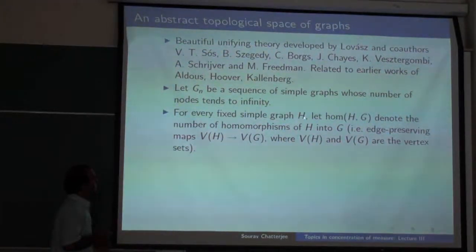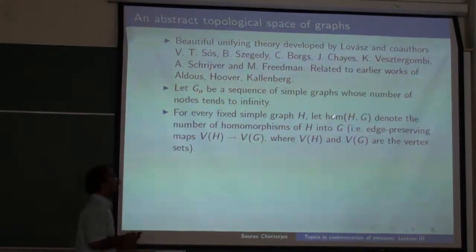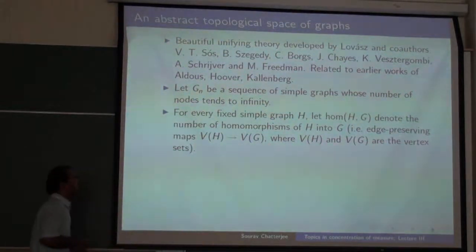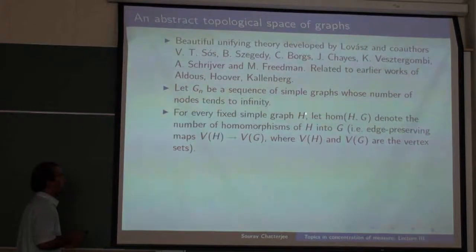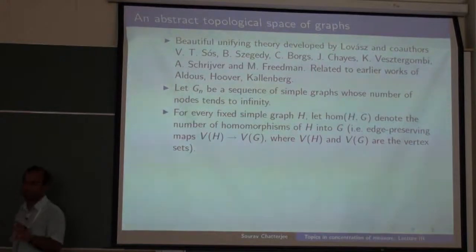For every fixed simple graph H, let this quantity denote the number of homomorphisms of H into G. So a homomorphism is an edge-preserving map. It's a map from the vertex set to the vertex set which preserves edges. So you can roughly think about this as the number of copies of H in G, although it's not exactly that. But if H is a triangle, then this is, I think, 6 times the number of triangles in G, because the 3 vertices can be thrown into G in 6 different ways.